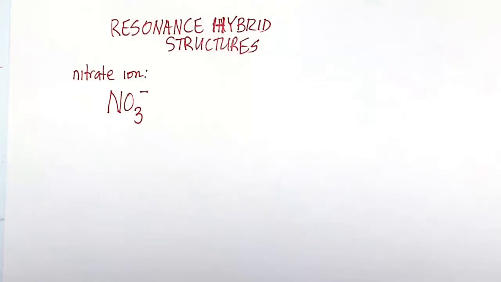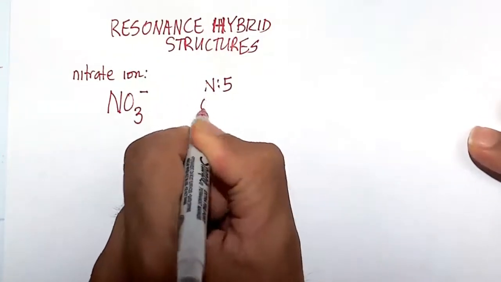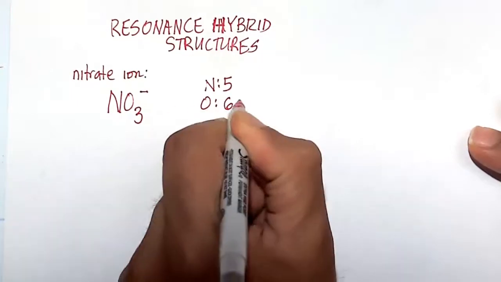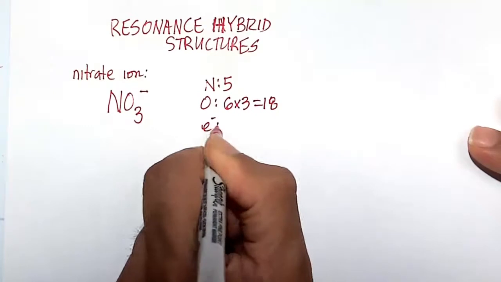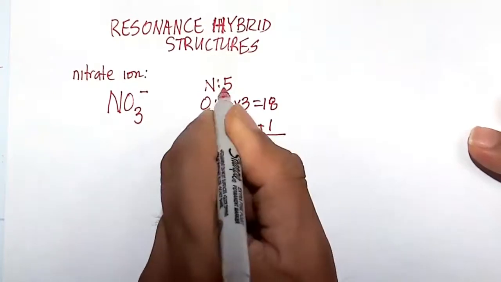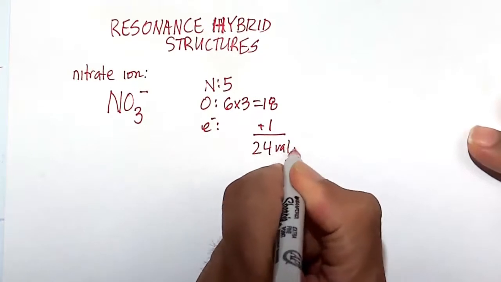The best example of resonance structure would be the nitrate ion, and there's more than one correct resonance Lewis structure form of the nitrate ion. So let's draw this here. Nitrogen, as we know, is happy at 5. Oxygen is happy at 6, but we have 3 of them, so that's 18. And that minus sign implies that we gained an electron. So 5 plus 18 plus 1 is 24.